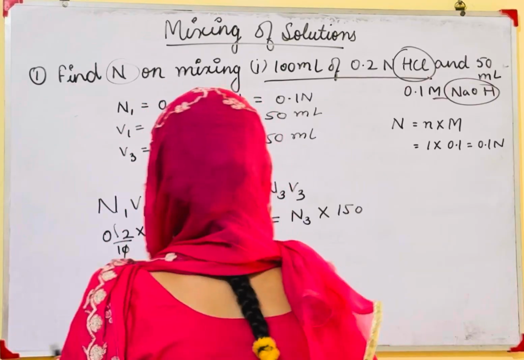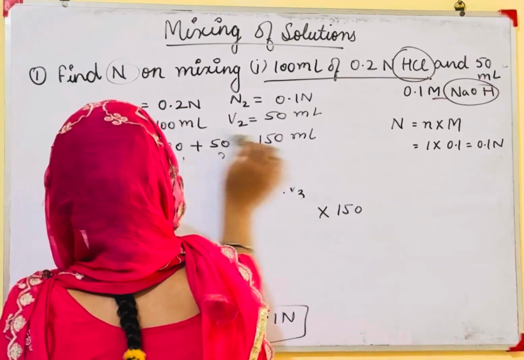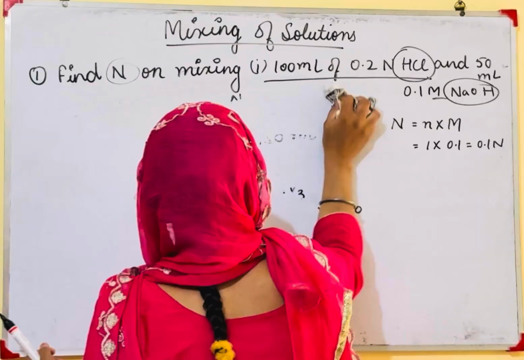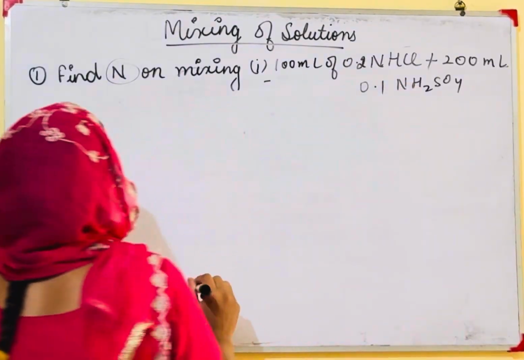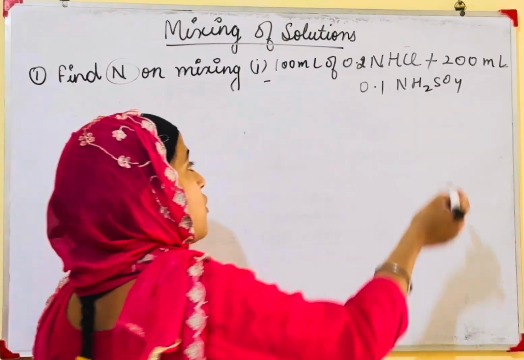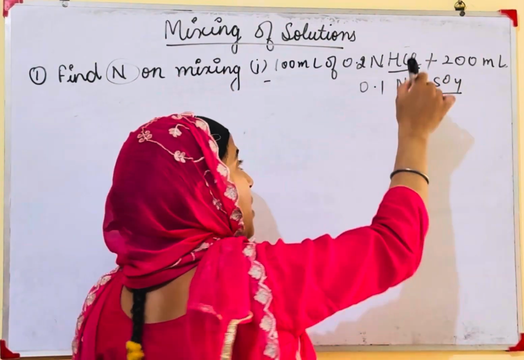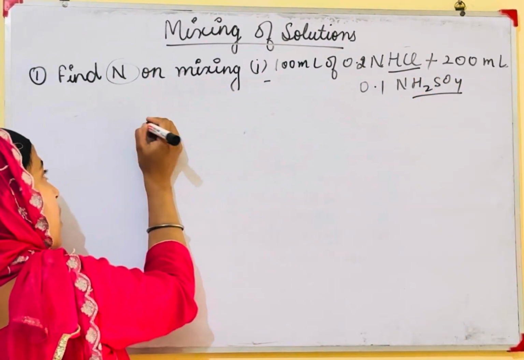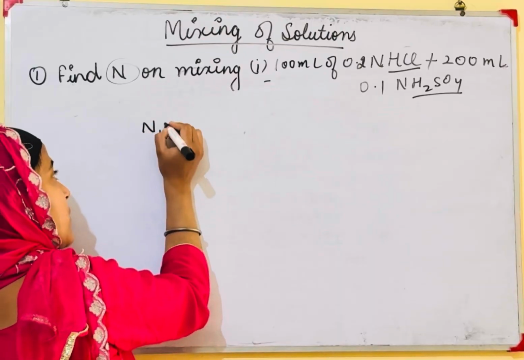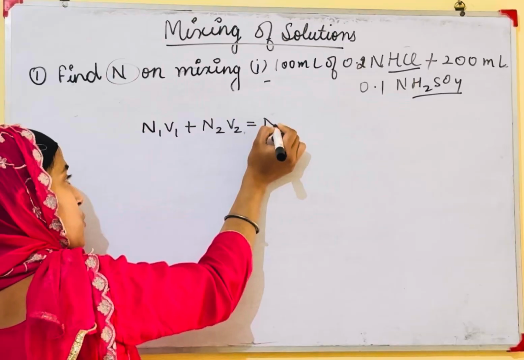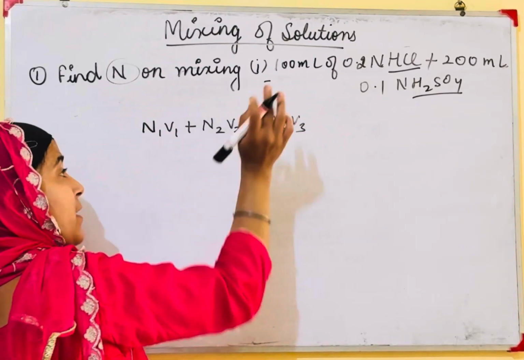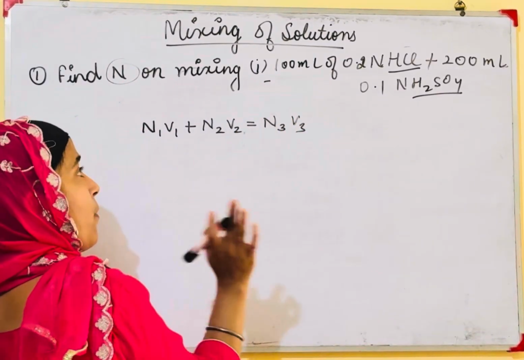Now if we consider another situation in which the nature of both the substances is the same, then how do we apply this equation? Now see another question. Here the nature of both the substances is the same. Both are acids. Now we have to apply the equation N1V1 plus N2V2 equals N3V3. First you have to write the given things, then you have to apply the equation.